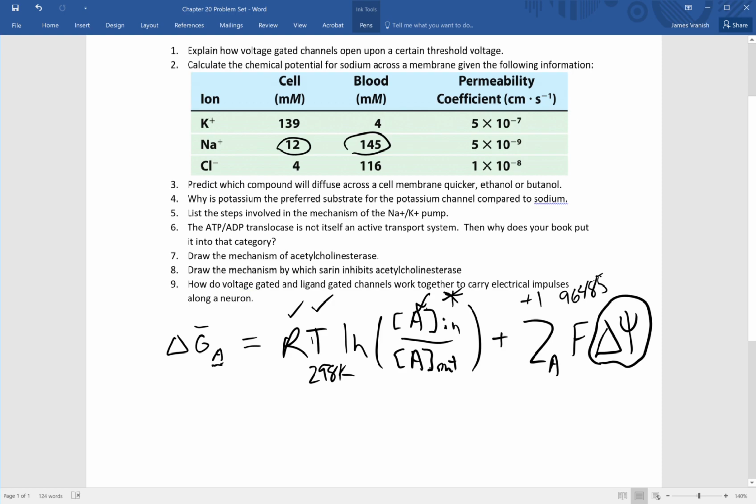So we basically have almost everything here except for one component, this delta psi. In order to calculate delta psi, we're going to have to use a second formula to do this.